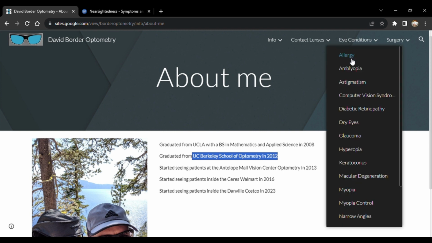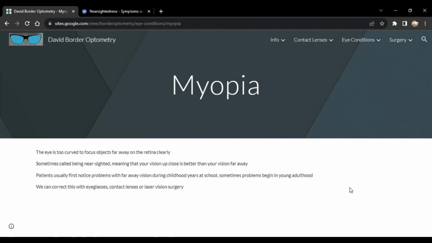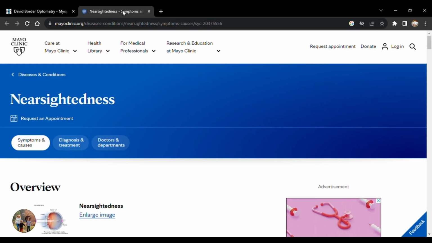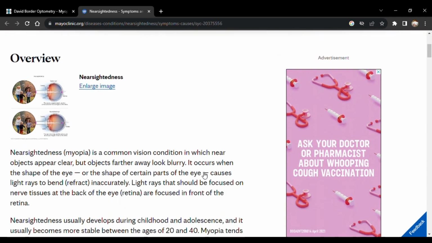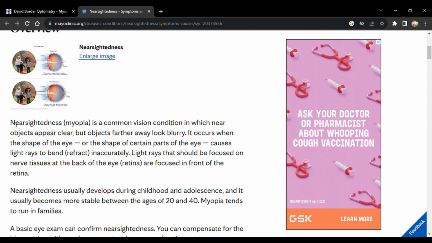The video here is about myopia. What I did is search Google for myopia. The top result pulled up Mayoclinic.org, so let's go through it. Nearsightedness or myopia is a common vision condition where near objects appear clear but objects farther away look blurry.